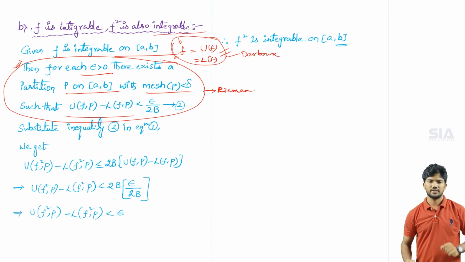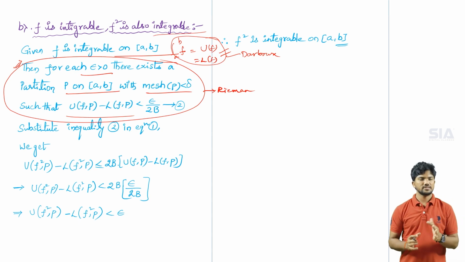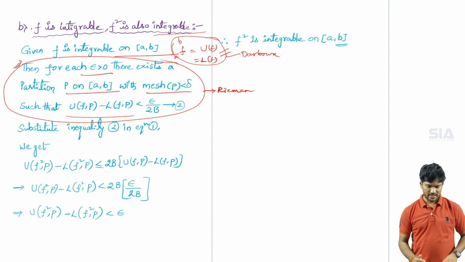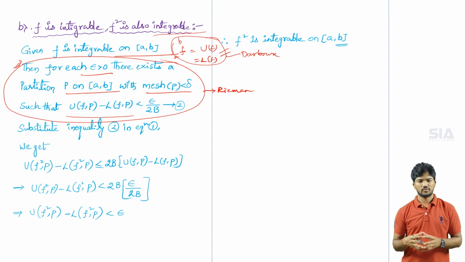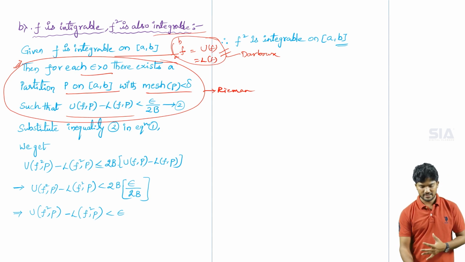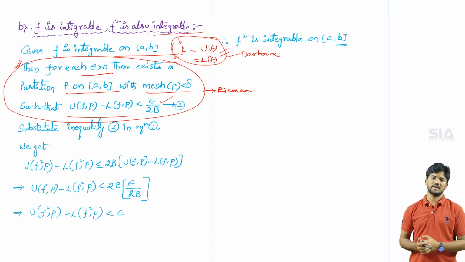So therefore, then for each epsilon greater than 0, there exists a partition p on closed interval a comma b with mesh p less than delta such that this one is the Cauchy criterion. U of f comma p minus L of f comma p less than epsilon. But మనం ఏం రాసుకుంటామంటే for easy calculation epsilon by 2 into capital B అని రాసుకుంటాం. That is taken as equation number 2.